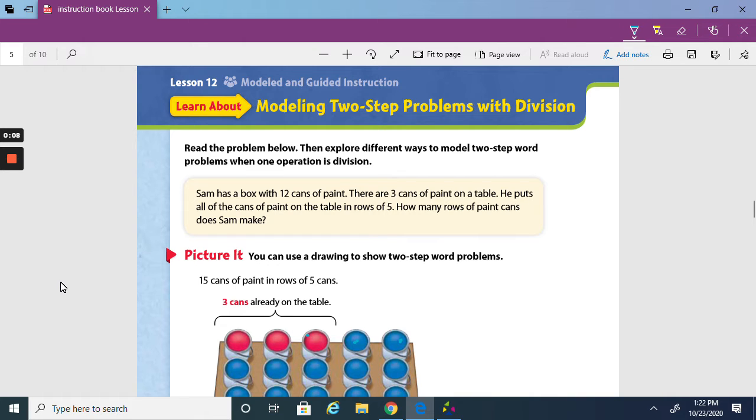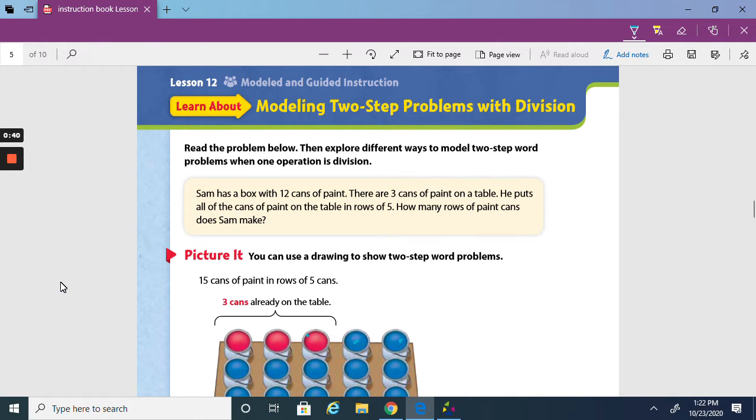We're going to be discussing modeling two-step problems with division. Yesterday, we worked on modeling two-step problems with multiplication using letters as our unknown numbers. We're going to do the same thing today, except we're going to be using the operation of division. Remember that there are 4 math operations. They are addition, subtraction, multiplication, and division.